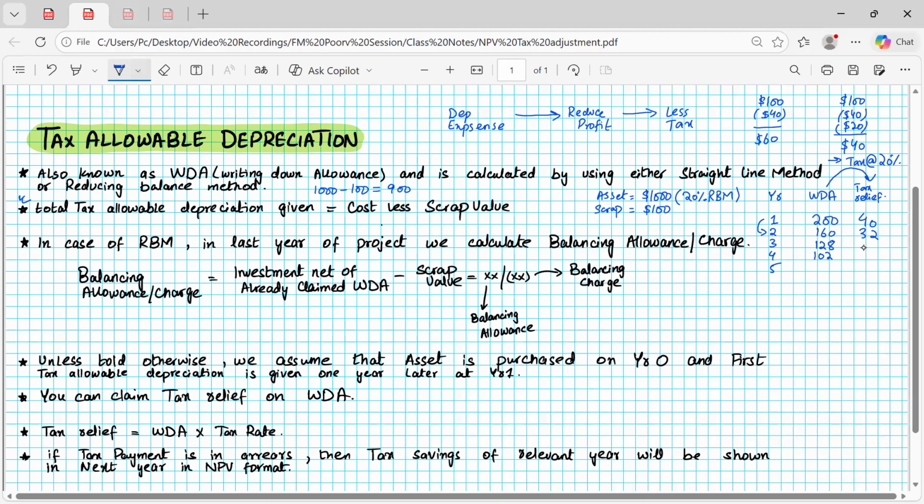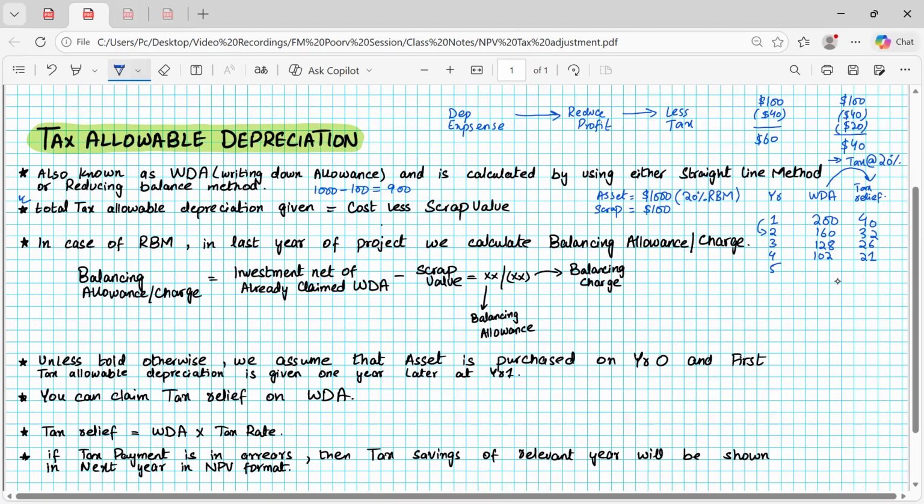So what would be the tax relief for year 3? 128 times 20% is going to give you 25 point something. How much is it? 26. Okay, I'm going to write 26. Similarly, multiply this with 80% or multiply 102 with 20%. You will get the same answer. So it is going to be 21.4, I think, right? Yeah. So I'm going to write 21 here. So you got the tax relief.